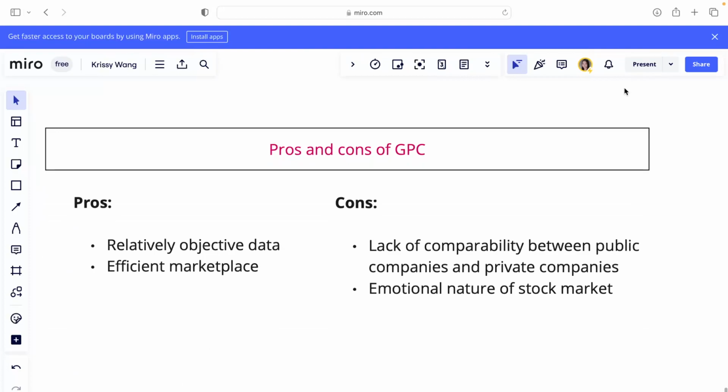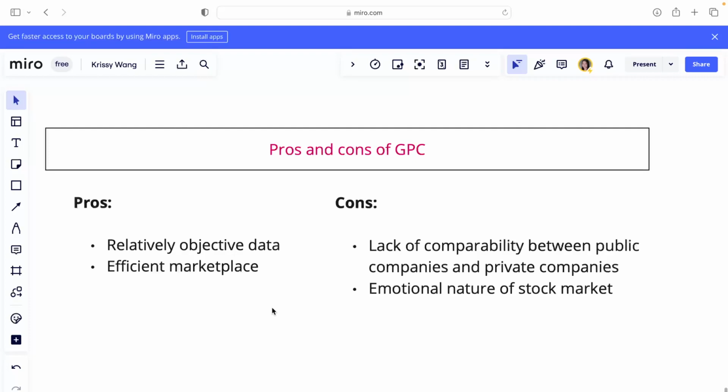Last but not least, why do we use GPC? What are the pros and cons? So pros, we have relatively objective data when we look at publicly traded companies. These companies have public information disclosed that is required by most countries' exchange committee. In the United States it is the SEC, and all of their financials must be audited by a reputable accounting firm. My firm, PwC, does this a lot. So it's more relatively objective and reliable data.